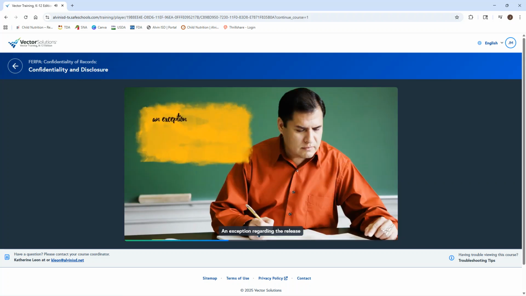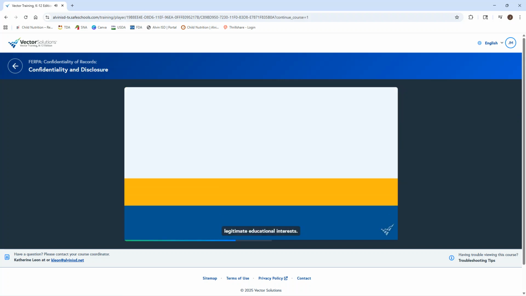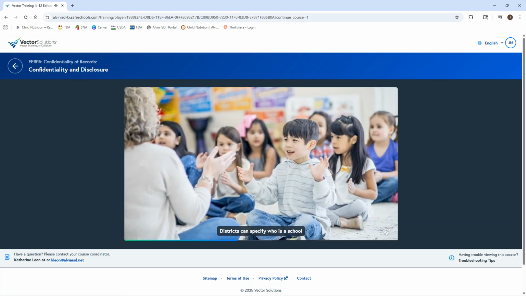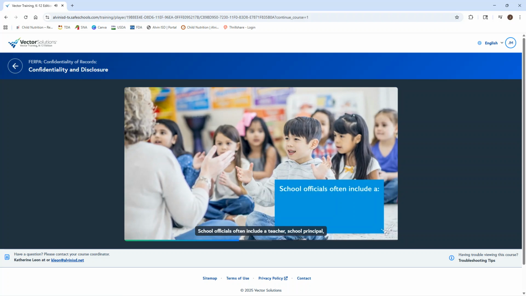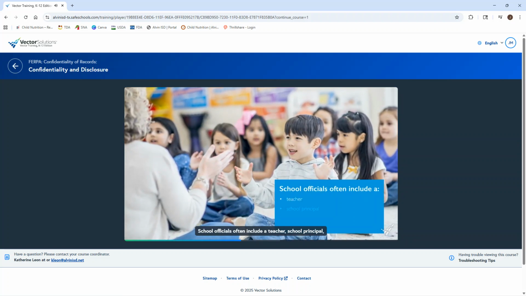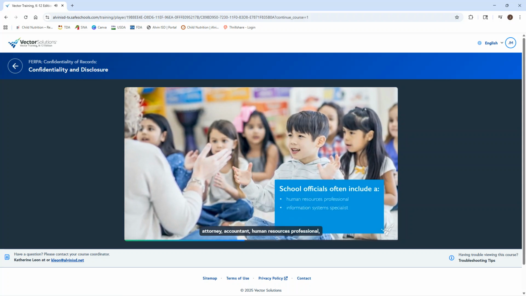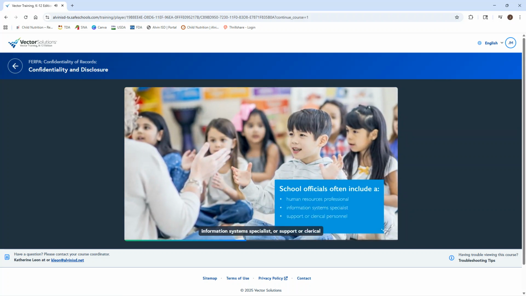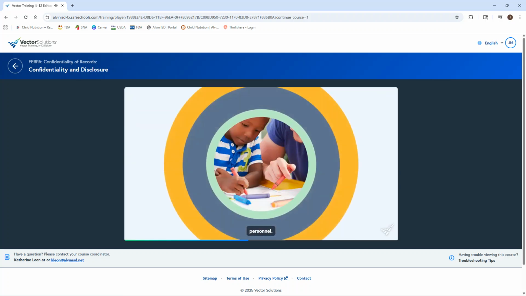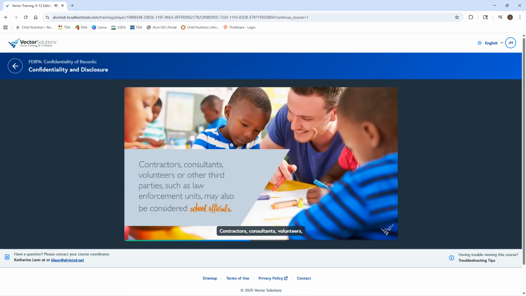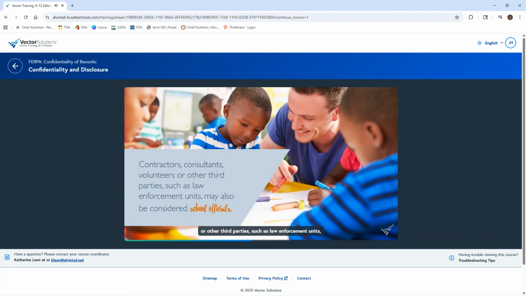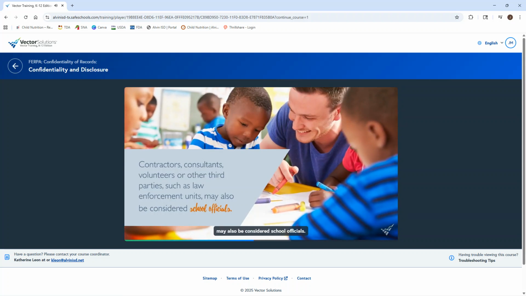An exception regarding the release of personally identifiable information without parental consent involves school officials within the school district who have legitimate educational interests. Districts can specify who is a school official within the district. School officials often include a teacher, school principal, attorney, accountant, human resources professional, information systems specialist, or support or clerical personnel. Contractors, consultants, volunteers, or other third parties, such as law enforcement units, may also be considered school officials.